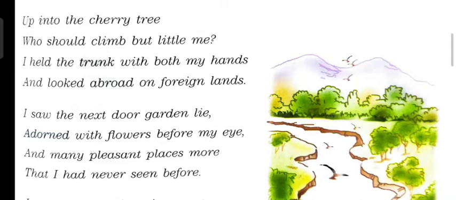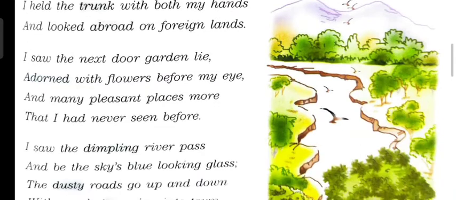He said that in that garden there were many flowers in front of my eyes, and many pleasant places more, or you can say beautiful places there that I had never seen before, which then the poet says, which I had never seen before.